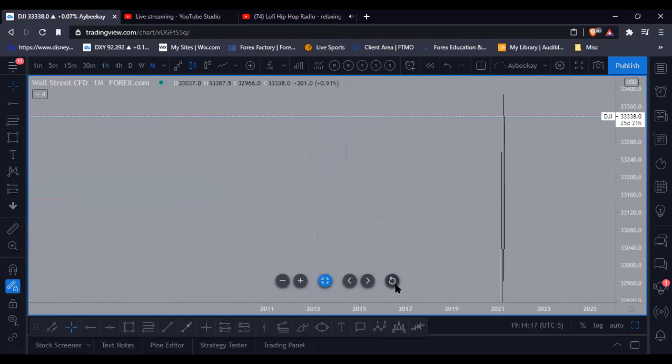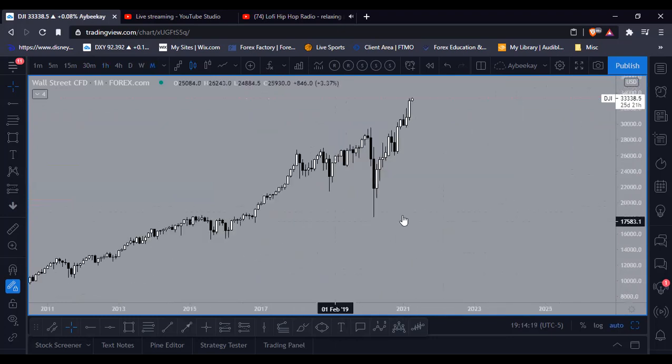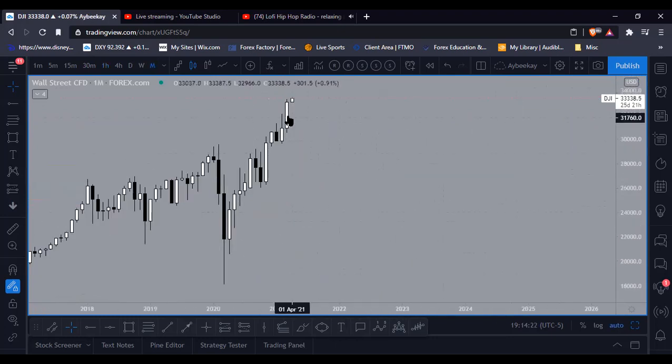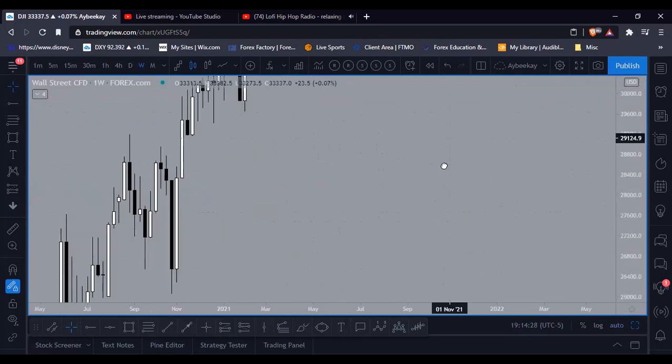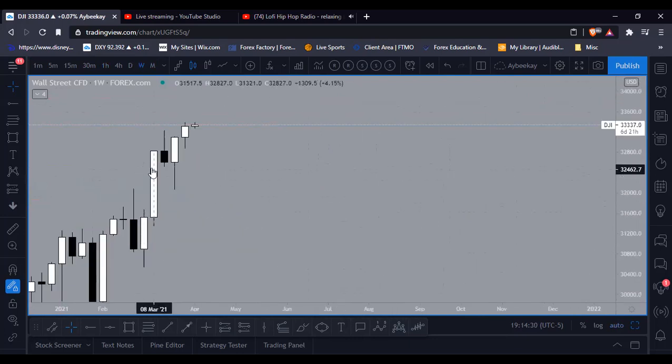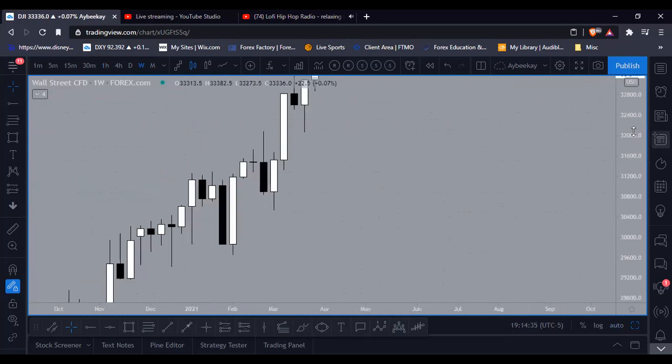Beautiful. And the same thing, guys. Look at the monthly on the US 30. Marubozu full candle right here. It looks like it's gonna keep going. Weekly time frame, bullish engulfing candle, long wick to the downside. It keeps pushing higher.